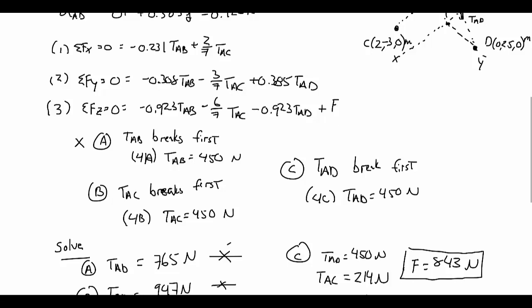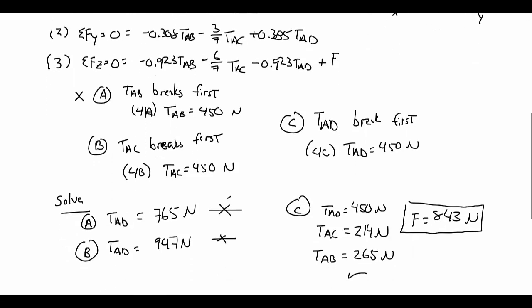Well, there's three ropes, so we tested each possibility once. What if AB was just about to break? AC, AD. So it turned out that scenario A couldn't be feasible because a rope already would break by the time AB was at its limit. Scenario B didn't work out because two ropes would break by the time AC was at its limit. So C, which we did test, had to be the scenario that happened, that AD would be the first rope to break. And we saw that that would happen with an upward force of 843 newtons on the balloon.